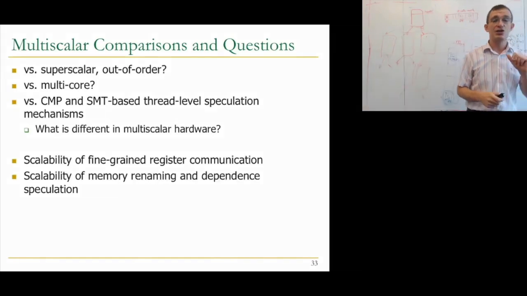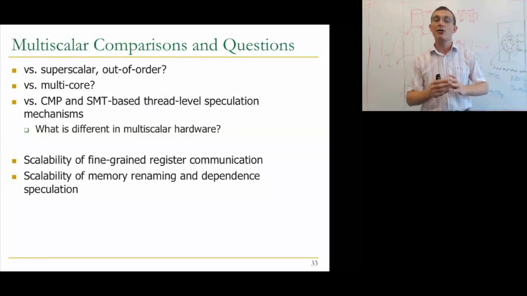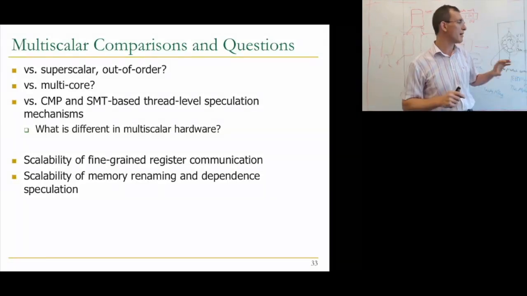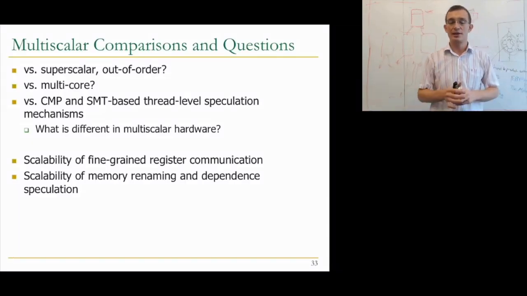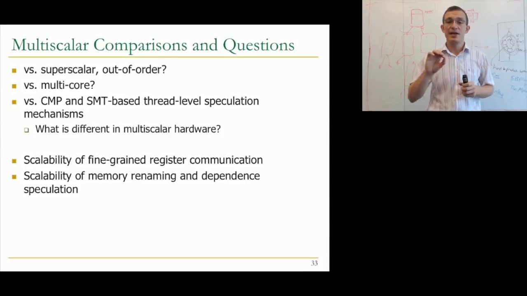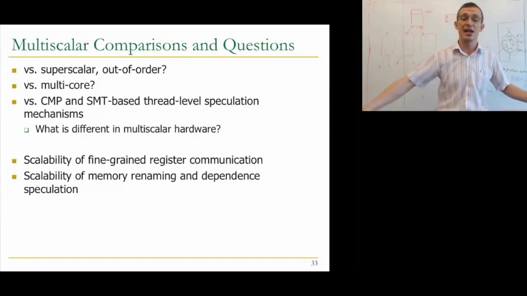The second issue of scalability is the scalability of memory renaming and dependence speculation. How can you scale this? And this is usually a big problem with thread-level speculation approaches. How can you actually make the memory dependence detection and violation detection mechanisms more scalable?